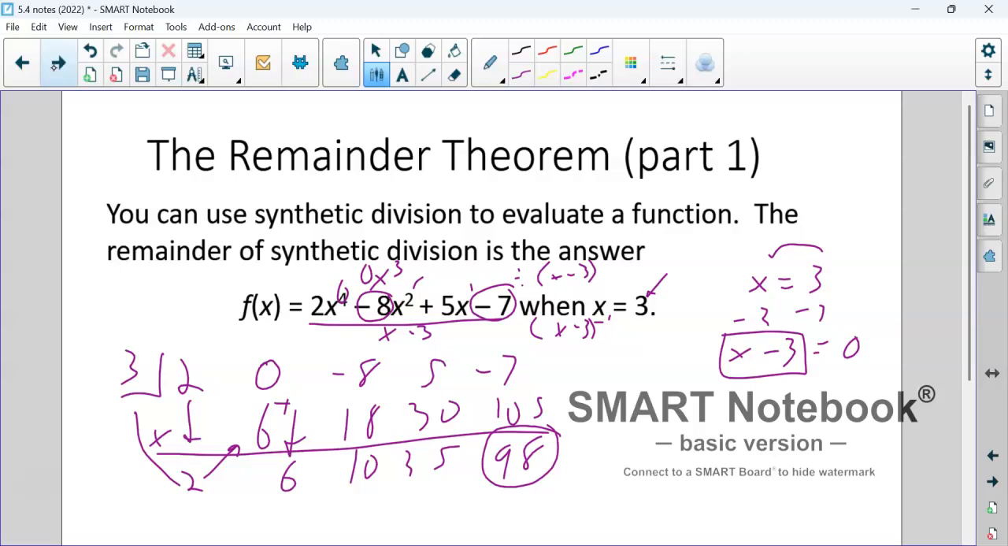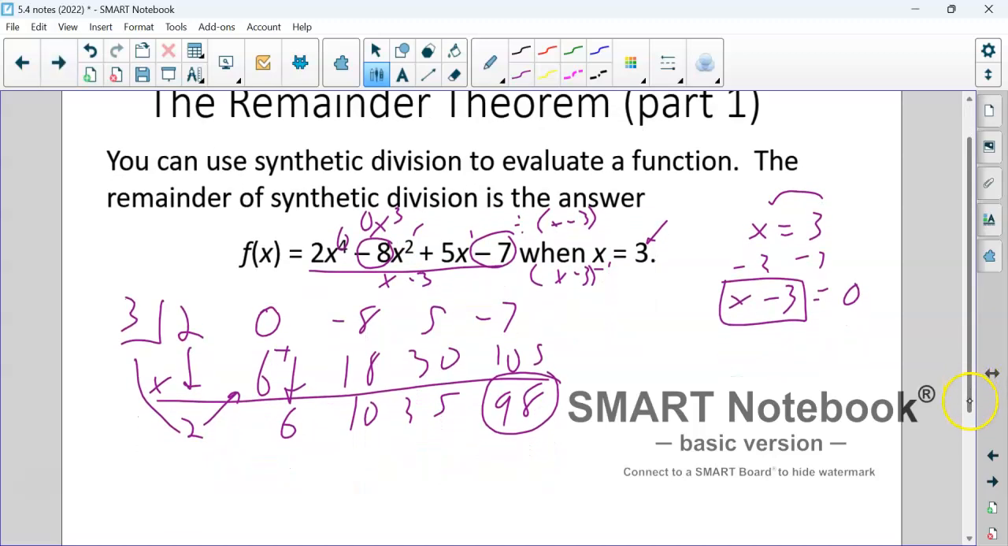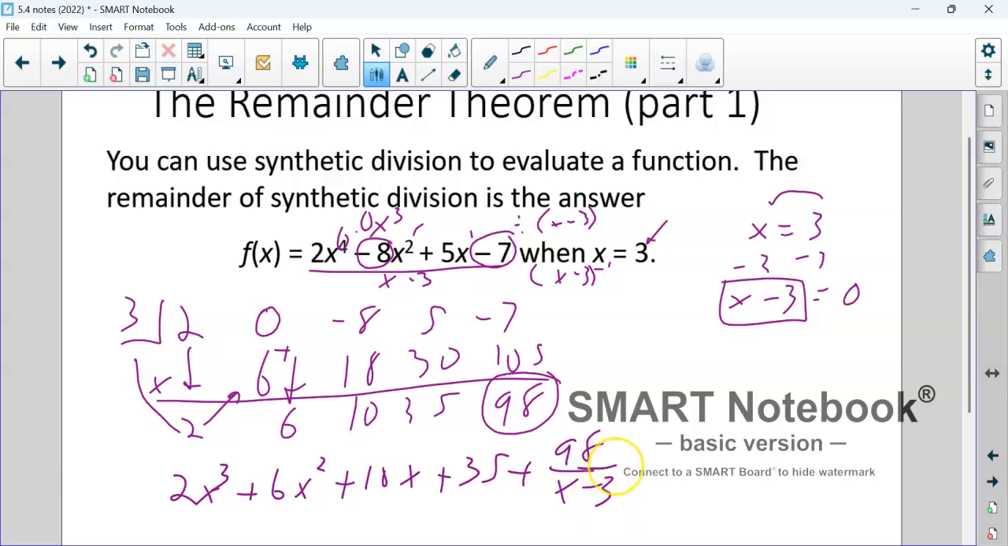Okay? Now, if we were going to go one step further and write this all out, remember, we started with 4, so that's going to be 2x cubed plus 6x squared plus 10x plus 35, and that 98 is our remainder. And this is why it's important to know what that binomial is if we had to write this out. Remainder, hence the remainder theorem. Okay?